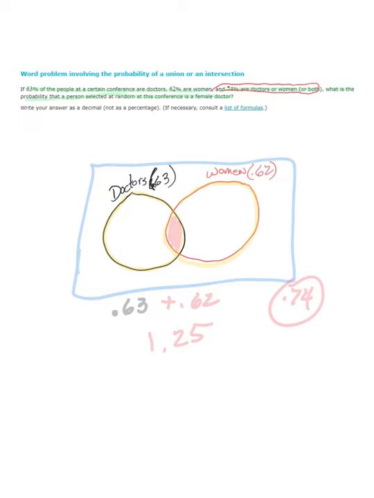So to find out what this overlap is, I'm going to subtract out that 74, do a little quick math there, and that means this intersection right here has to be 51%. Let me try that again.